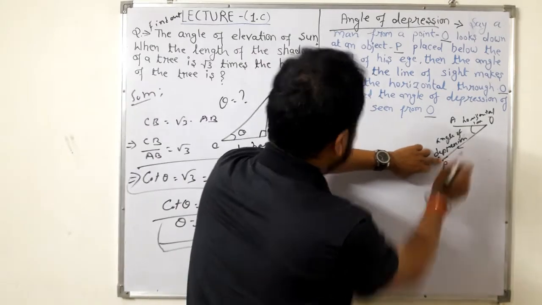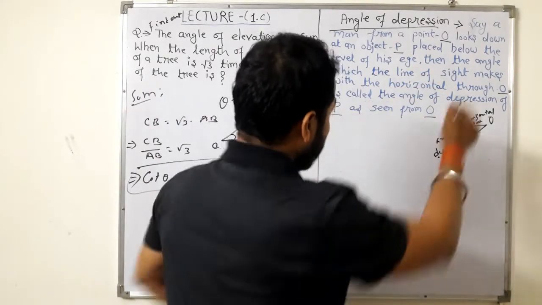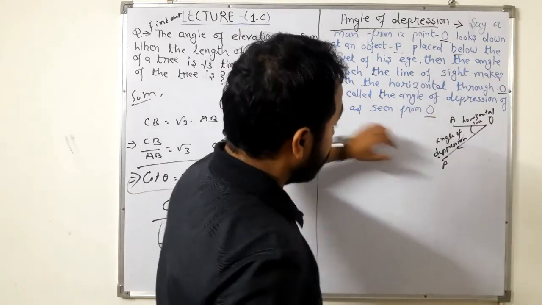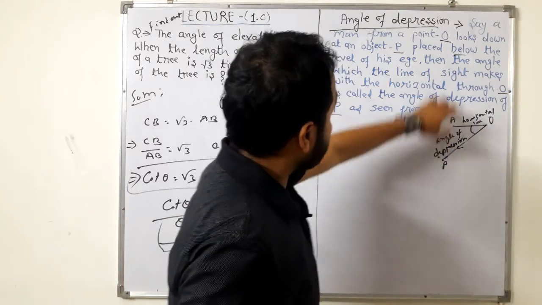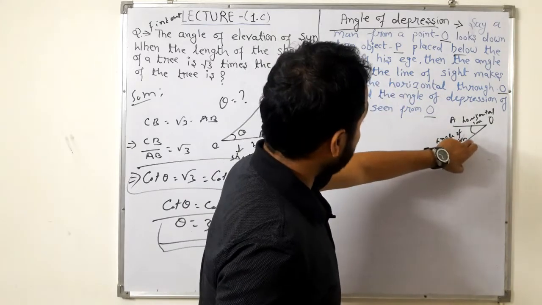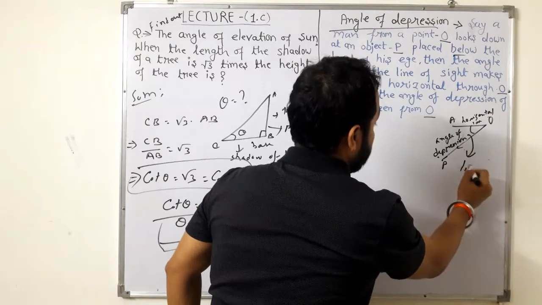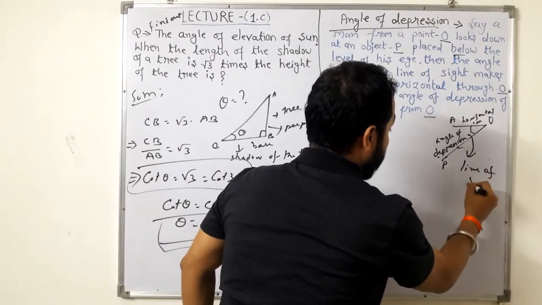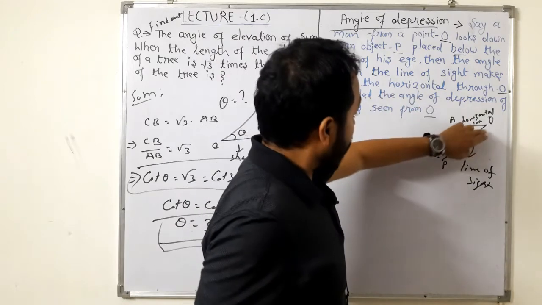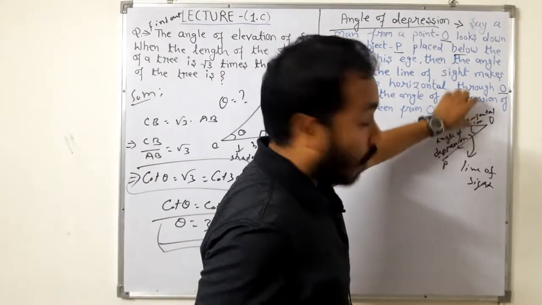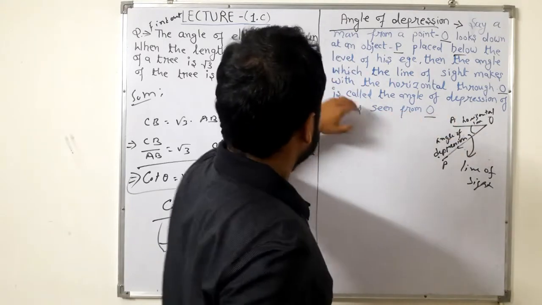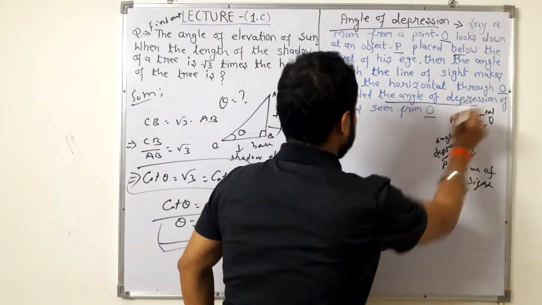This P is the object that is below the level of his eye. Obviously, if he is looking below, it will be below the level of the eye. Then the angle that this line of sight makes with the horizontal through O is called the angle of depression. Obviously, this AO is the horizontal line here.